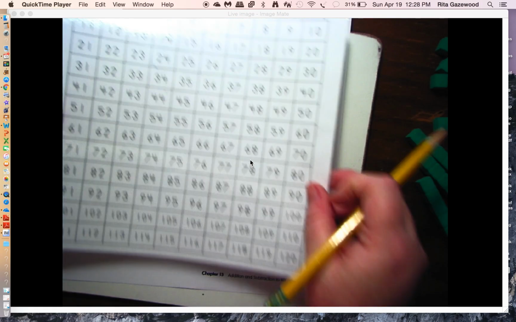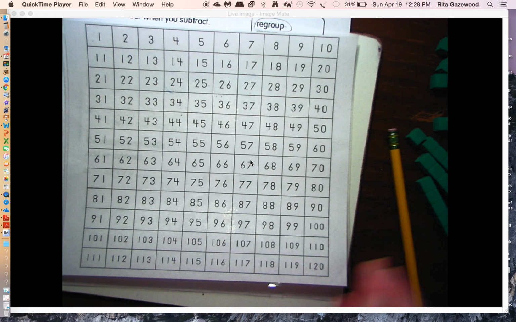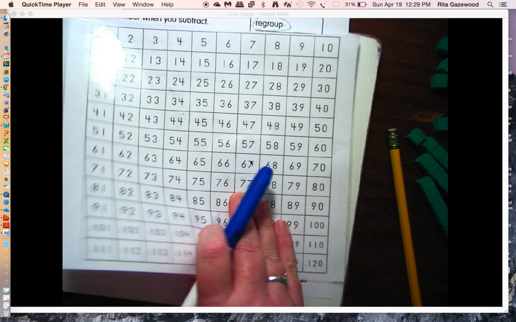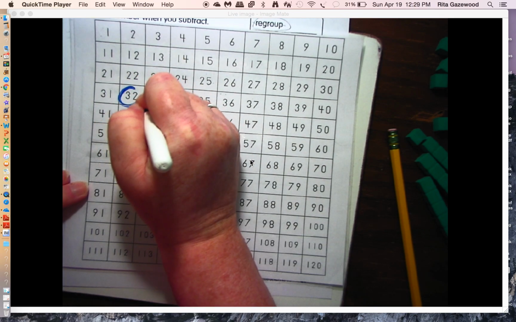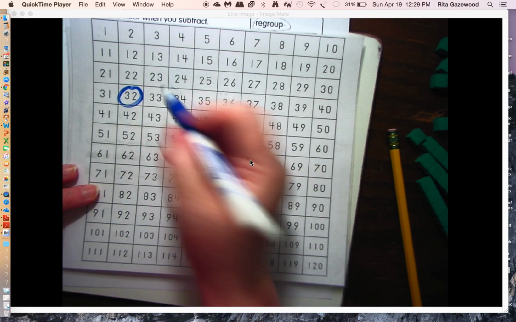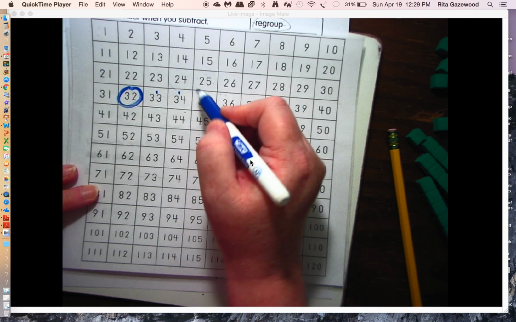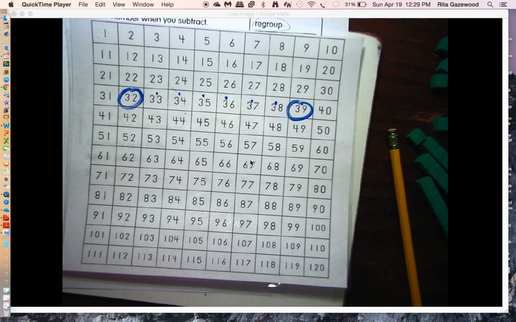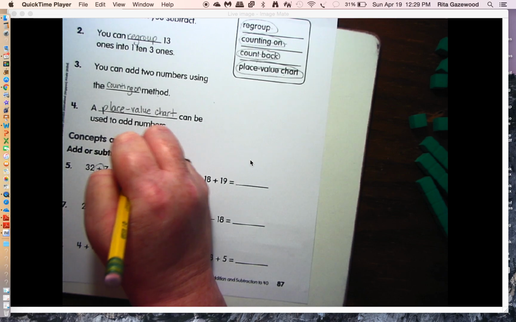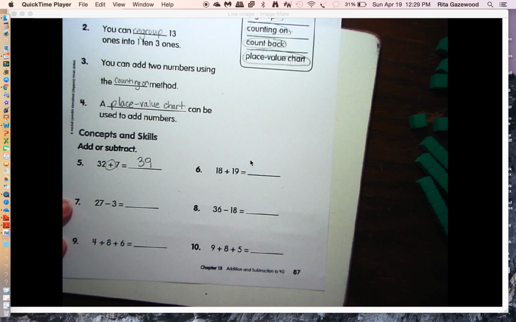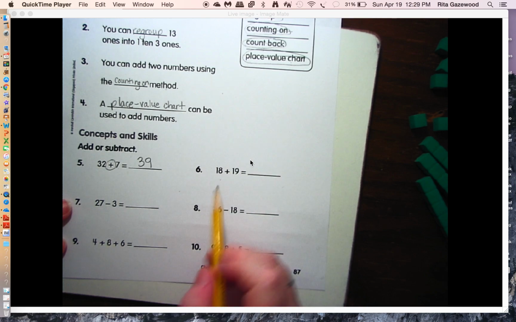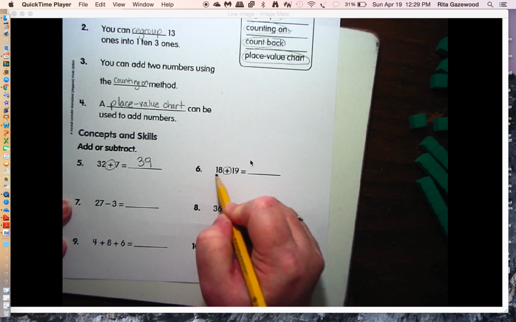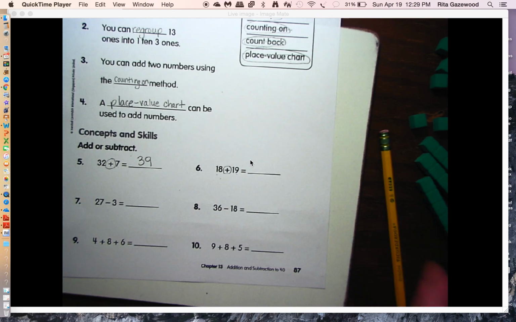So I'm going to use my handy dandy chart, and we're counting on. We're starting at 32, and we're adding 7. So I've got my 32, 1, 2, 3, 4, 5, 6, 7. What did I land on? 39. So 32 plus 7 equals 39. All right, let's jump over to the next problem. This is also an addition problem. 18 plus 19. Now, 19 is kind of a lot to count by adding on.